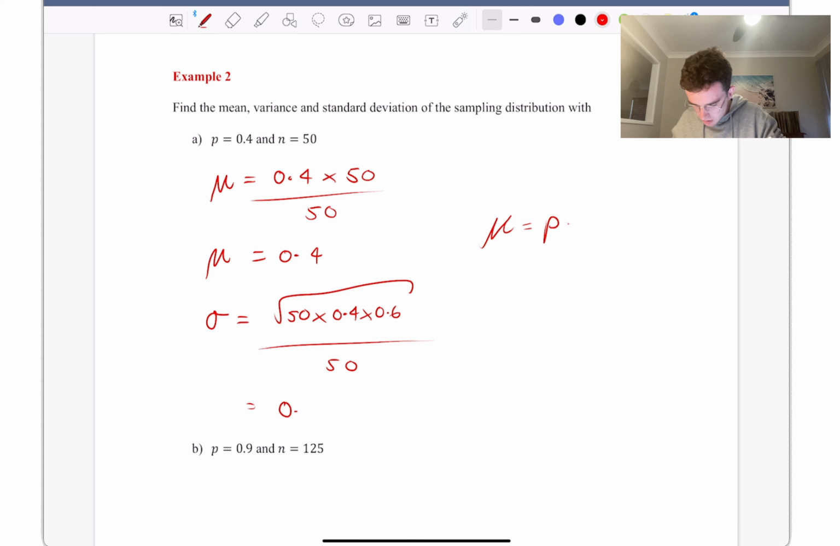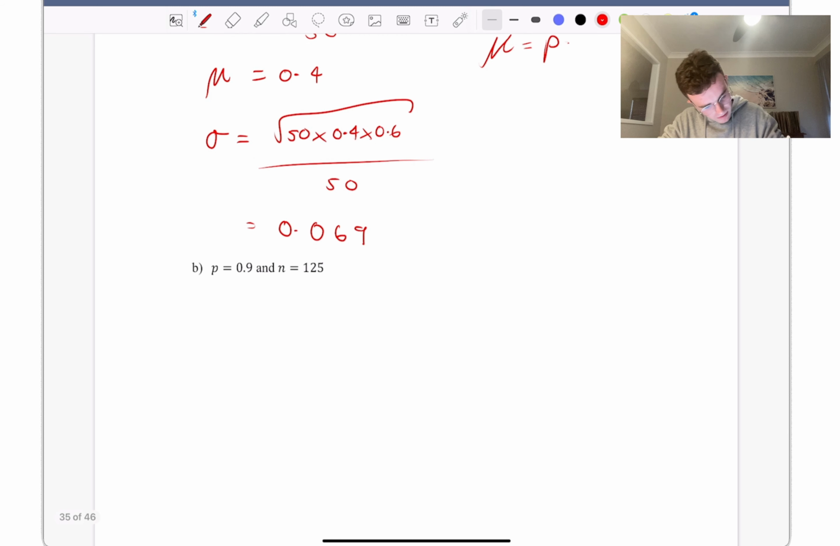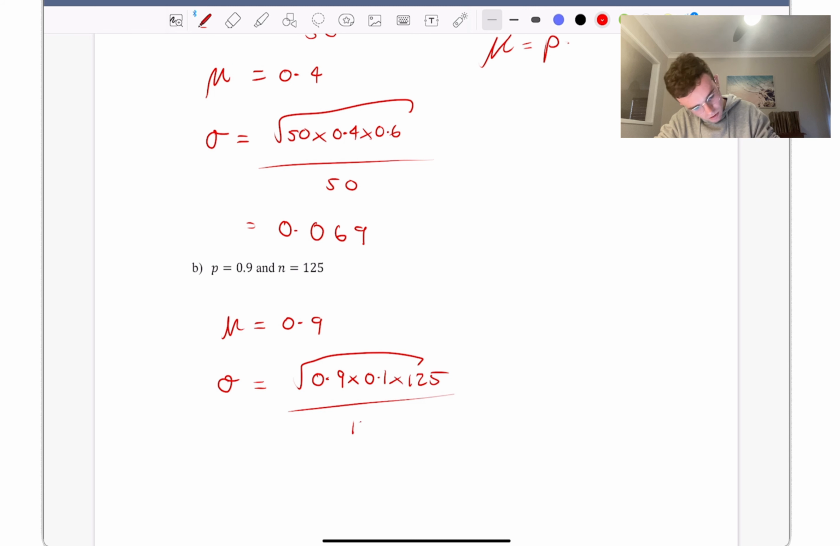So that's 0.069. Next example, so the mean, well, it's just equal to 0.9. 0.9 times 125 divided by 125. The standard deviation is the square root of 0.9 times 0.1 times n. I've accidentally changed the order there, but it doesn't matter, on 125.